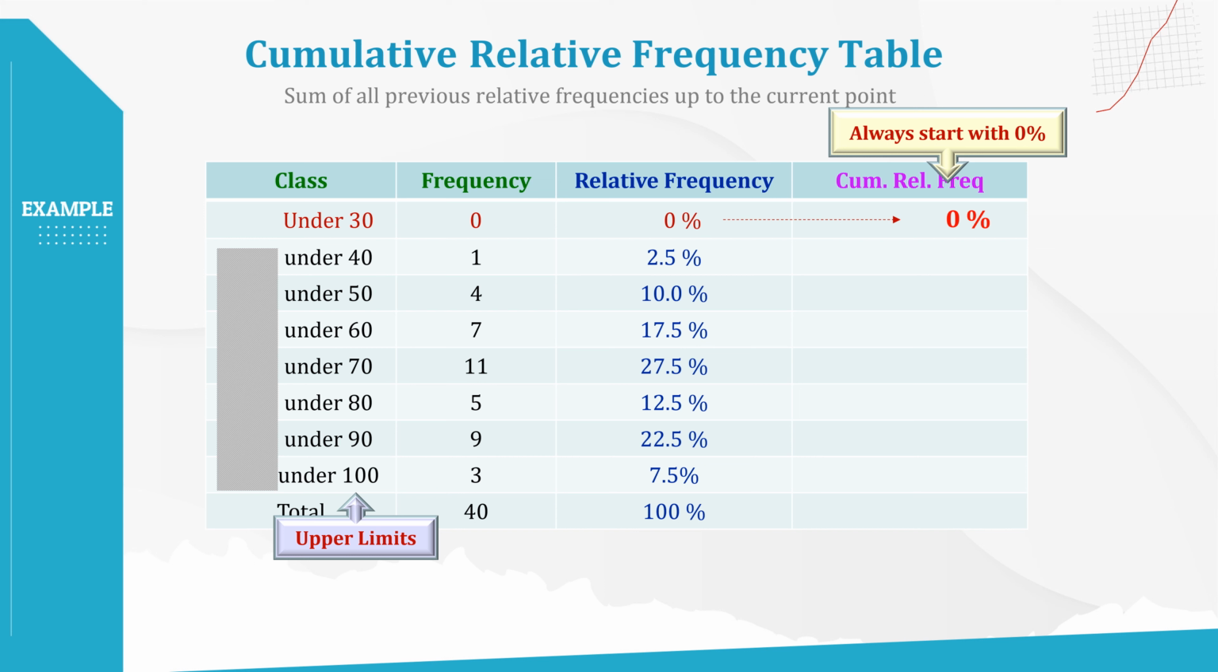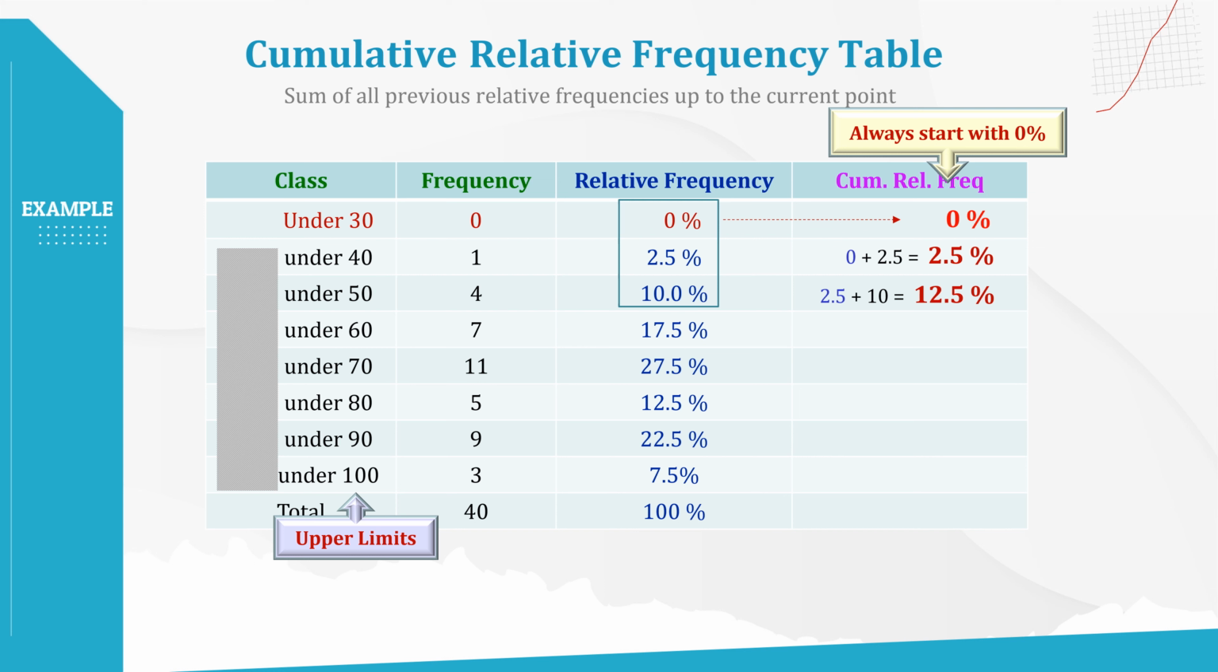Next, since the value in the second line should be the sum of all previous relative frequencies up to the current point, 0% plus 2.5% equals 2.5%. The third line should be 0% plus 2.5% plus 10.0% equals 12.5%, and so on. However, it takes too much time to calculate in this manner.